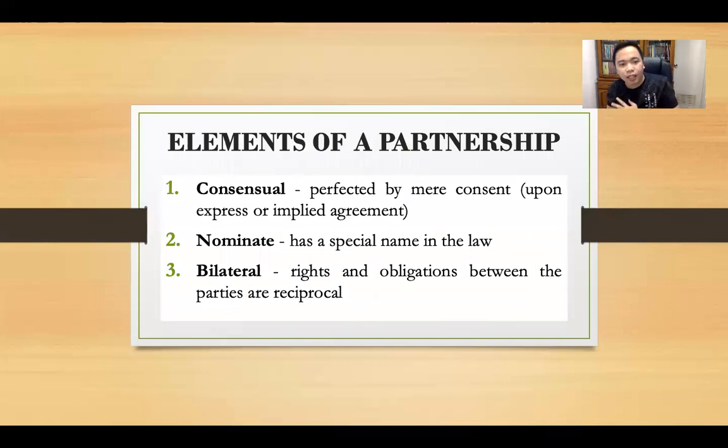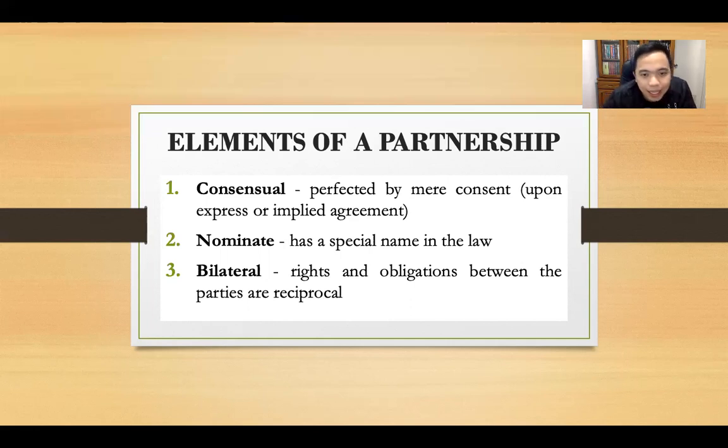Actually, these are the characteristics of a partnership, class. Number one, consensual. Alam na natin yan, class, sa law on obligation and contracts. Diba? Pag sinabing consensual, it is perfected by mere consent. A contract of partnership is a consensual contract. It is perfected from the moment that the partners have signed or executed the articles of partnership.